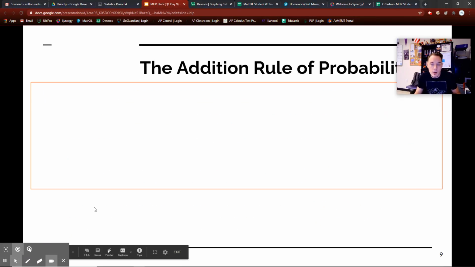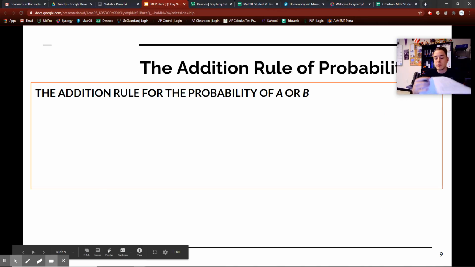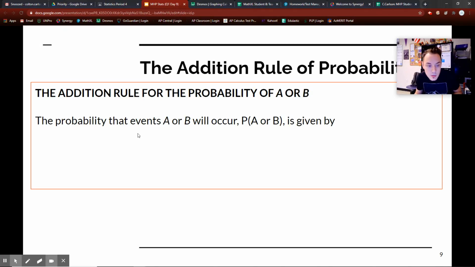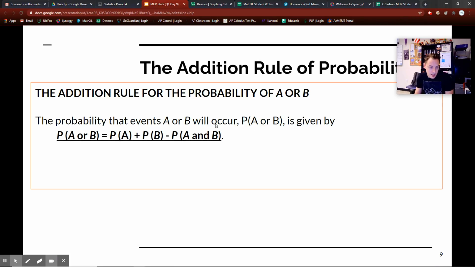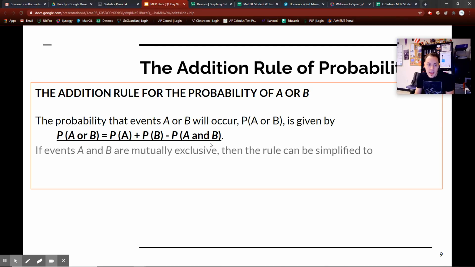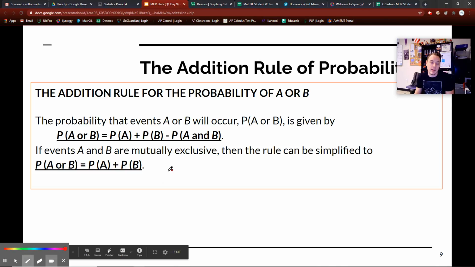Now that you know briefly what mutually exclusive events are, let's go to town on the addition rule. The addition rule says the probability that events A or B will occur, probability of A or B, is given by this formula. And if the events are mutually exclusive, then the rule can be simplified to the probability of A or B equals the probability of A plus the probability of B.